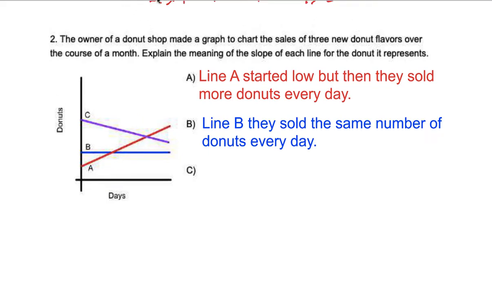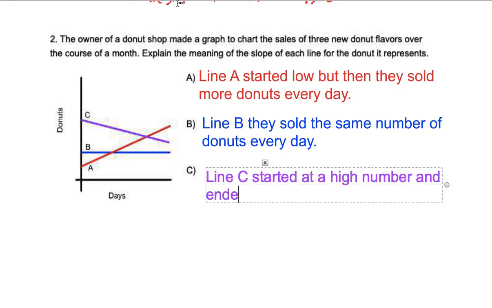All right, the last one is this purple one, line C. Oops, I thought I switched that. Line C. Started at a high number and ended at a low number. Something like that. Again, just something that gets that point across.